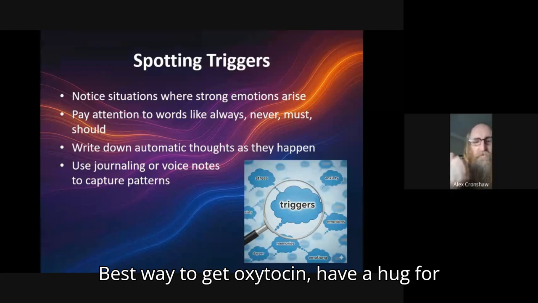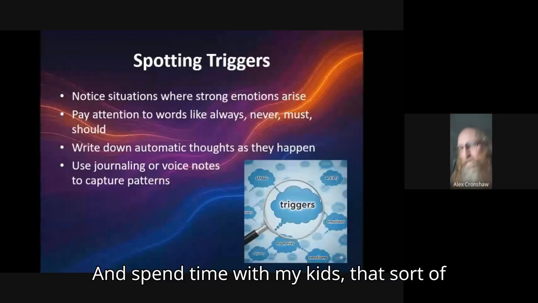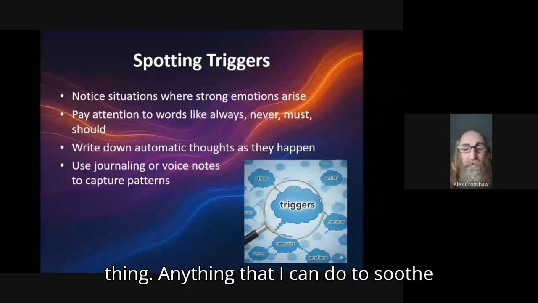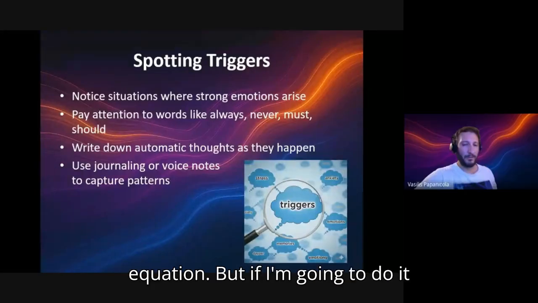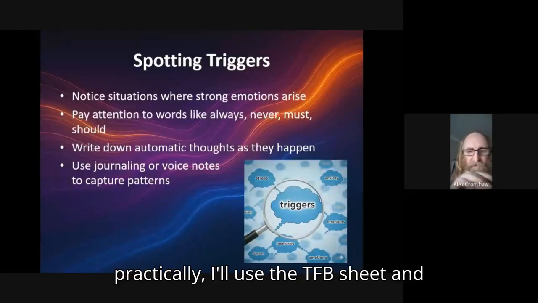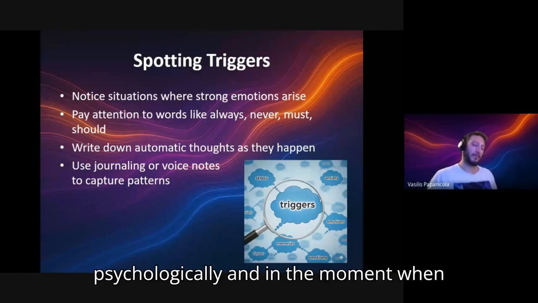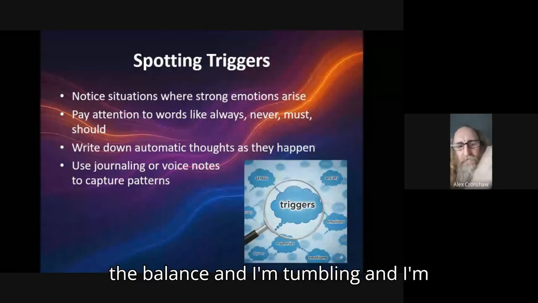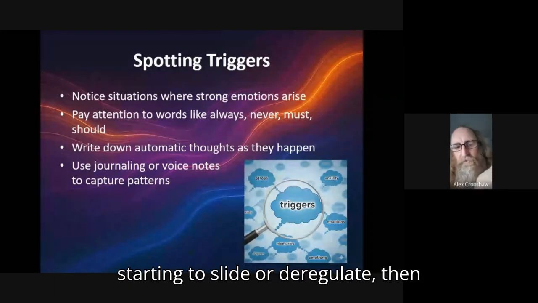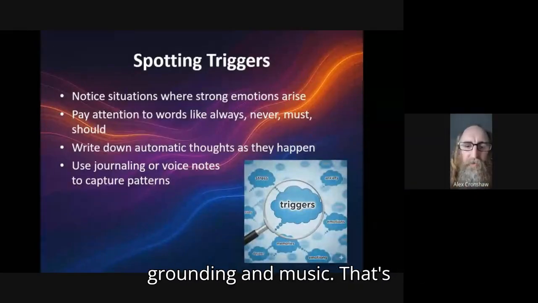Best way to get oxytocin, have a hug for at least 30 seconds. Yeah. And spend time with my kids, that sort of thing. Anything that I can do to soothe myself and then redress the equation. But if I'm going to do it practically, I'll use the TFB sheet and think about that. But psychologically and in the moment, when I'm feeling, oh man, I've tipped the balance and I'm tumbling and starting to slide or deregulate, then I'll just use breathing and grounding and music.